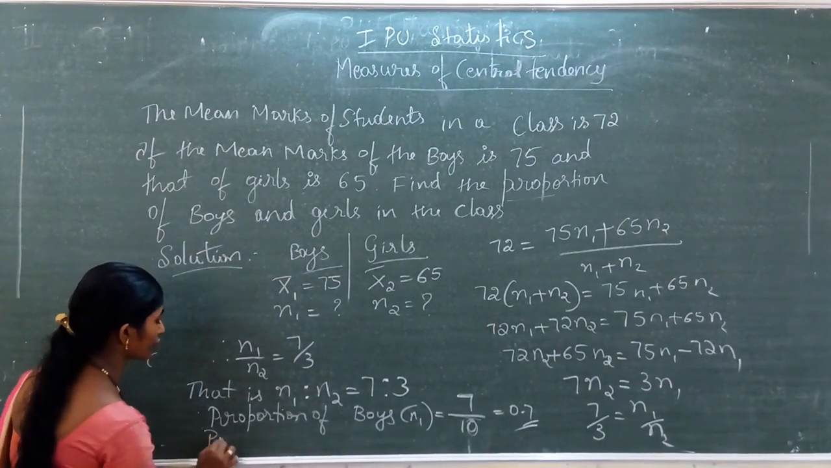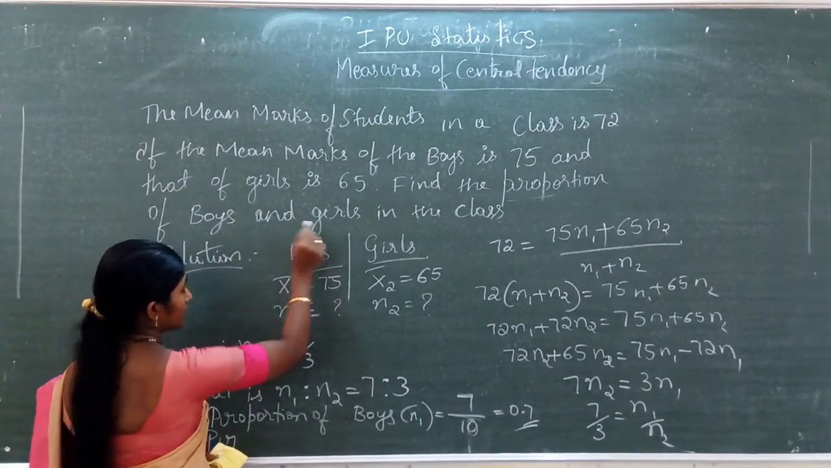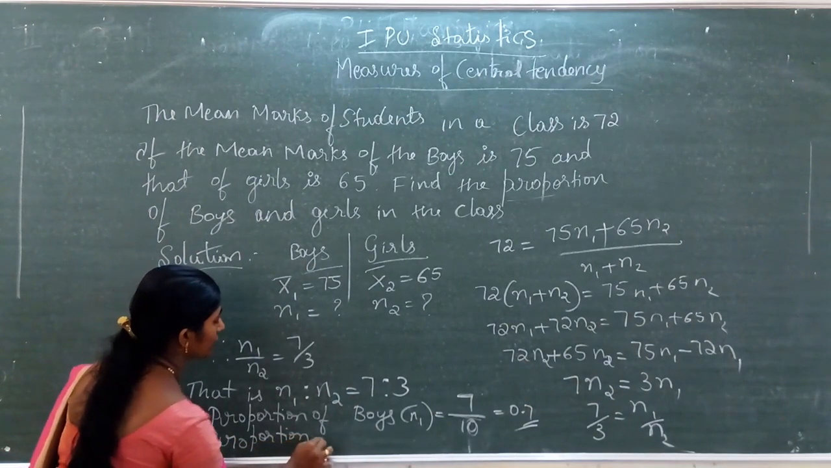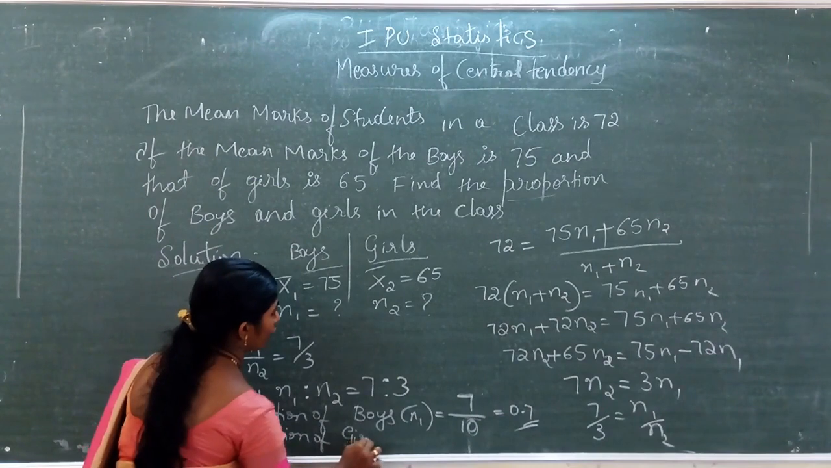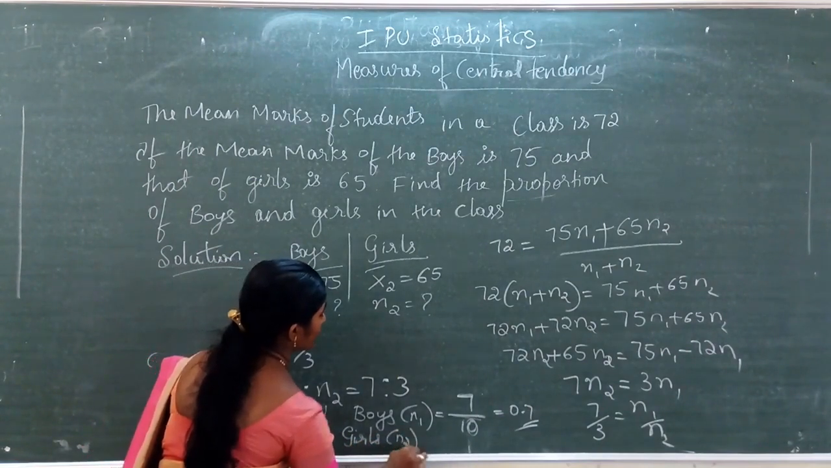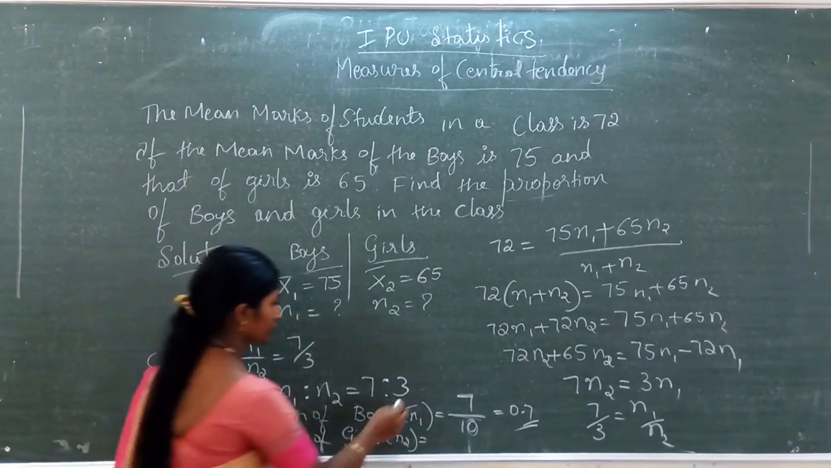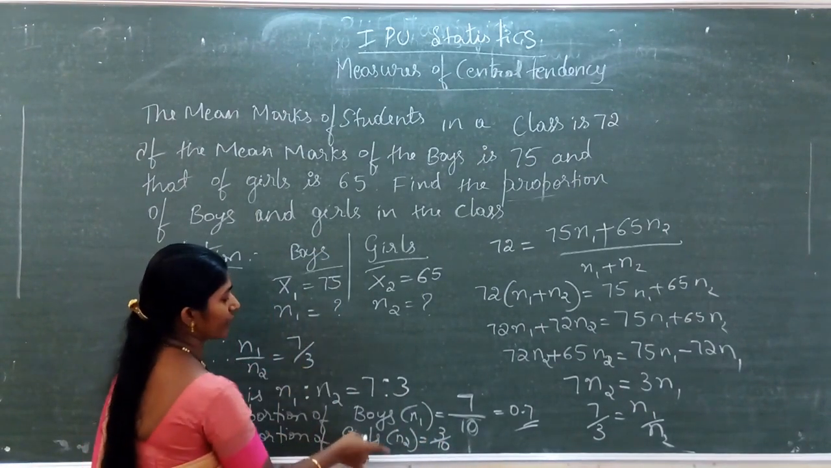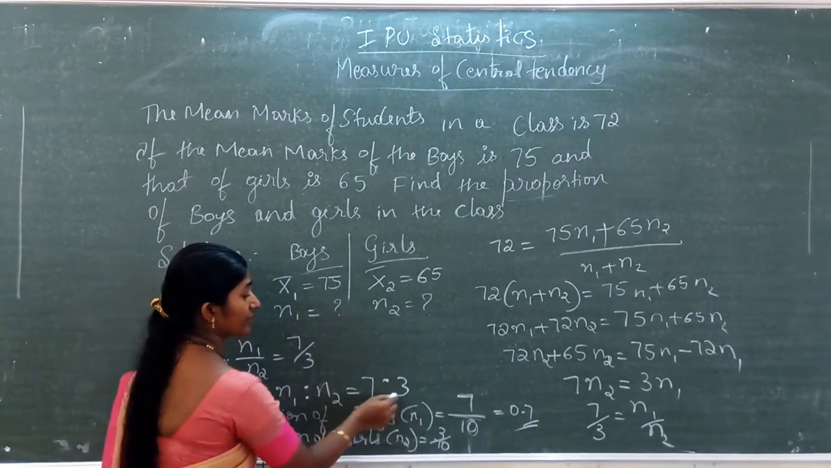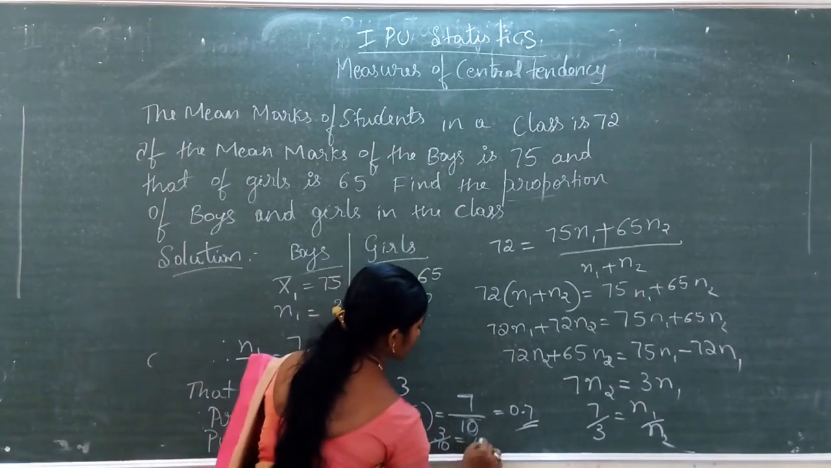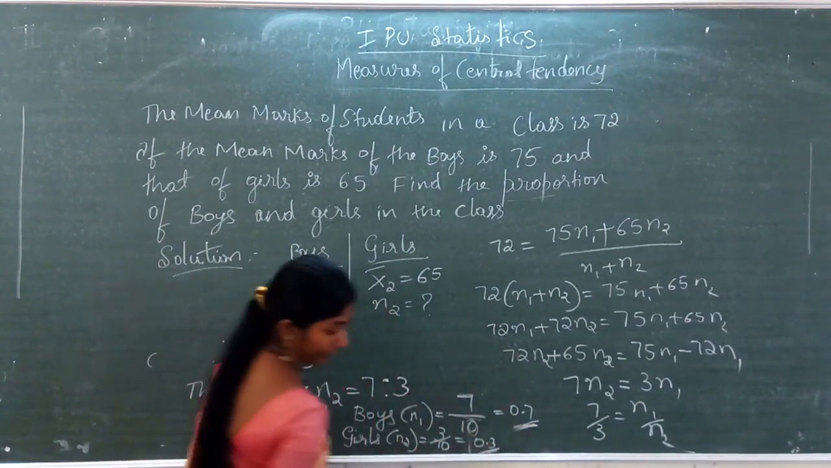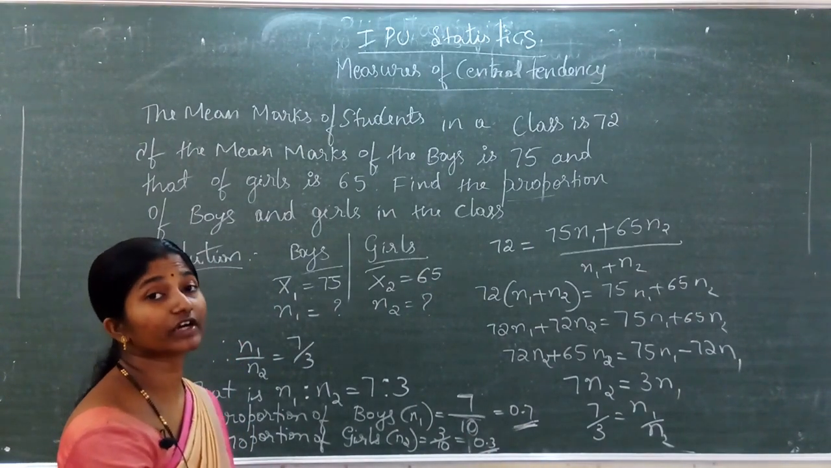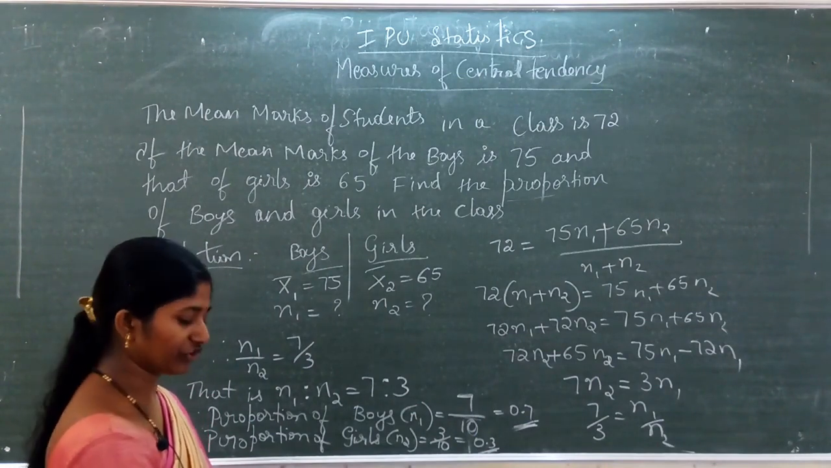Next, proportion of girls. They have asked to find the girls' proportion also. Proportion of girls, that is n2, 3 divided by 10. 10 is the same, that is 7 plus 3, total 10. That equal to 0.3. Therefore, proportion of boys is 0.7 and proportion of girls is 0.3.